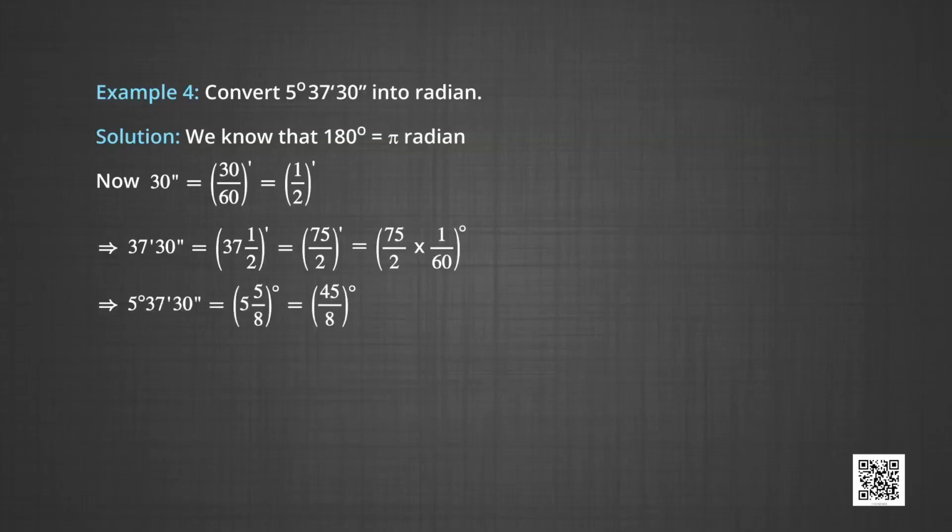So, 5 degrees 37 minutes 30 seconds is equal to 5 and 5 by 8 degrees, which is 45 by 8 degrees. Now, to convert this degree into radian, we multiply 45 by 8 by pi by 180, which on simplification gives us pi upon 32 radian.